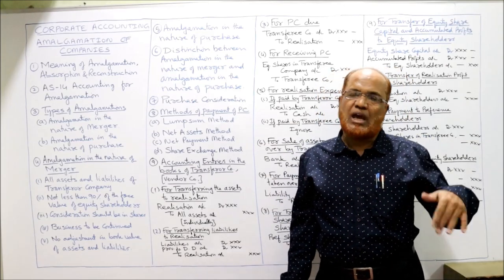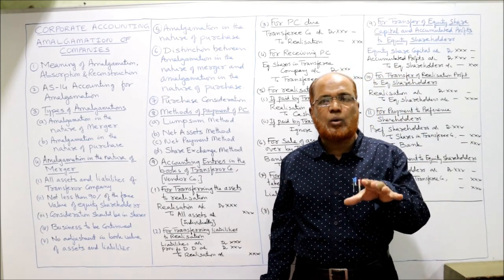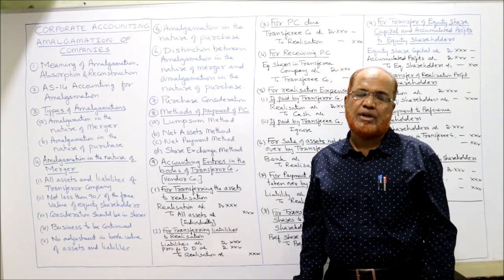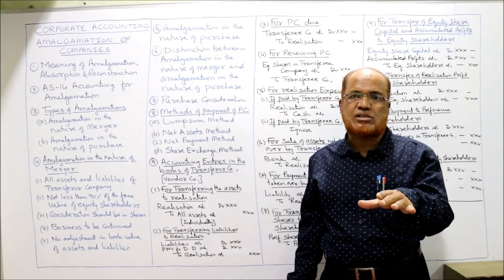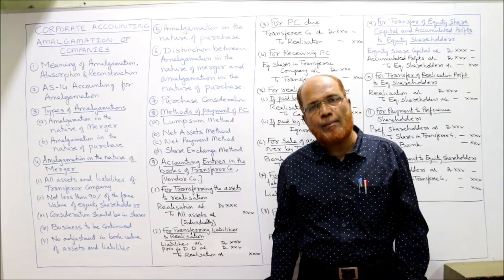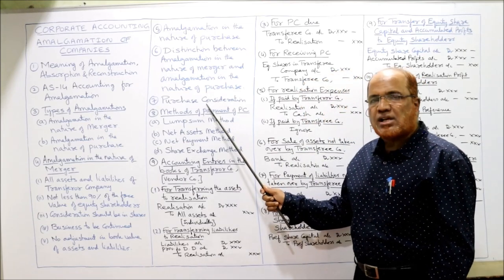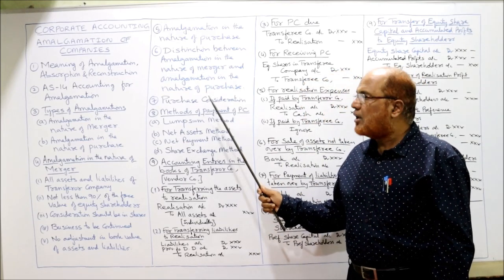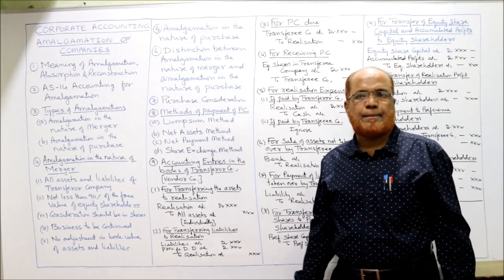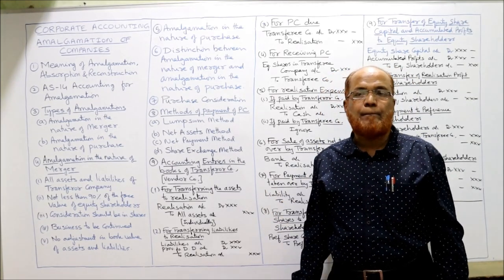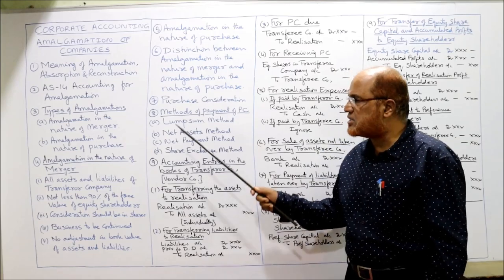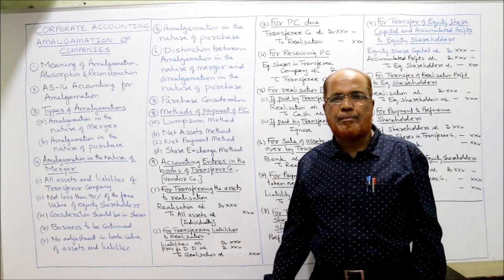In the coming problems, in every problem, we are required to calculate the purchase consideration. It is the most important calculation in case of amalgamations. So this is the meaning of the term purchase consideration. Now, methods of payment of PC. Purchase consideration payment karne ke methods kaun se? Four methods are there. The first method is lump sum method.